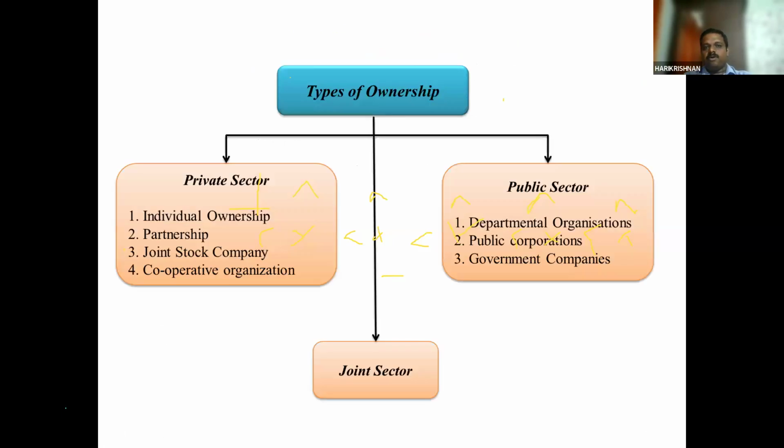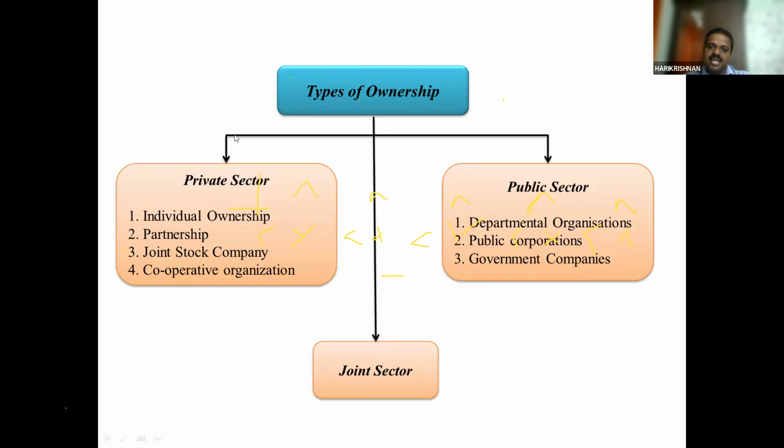Types of ownership: first is the private sector. In the private sector, what happens? Individual ownership can be there, partnership can be there, joint stock company can be there, cooperative organizations can be there. Then next is the joint sector. That means people can join and make a company. That is known as joint sector.